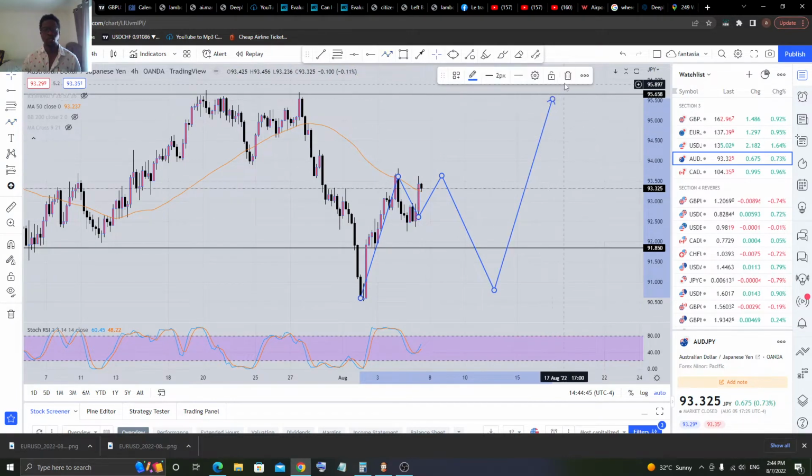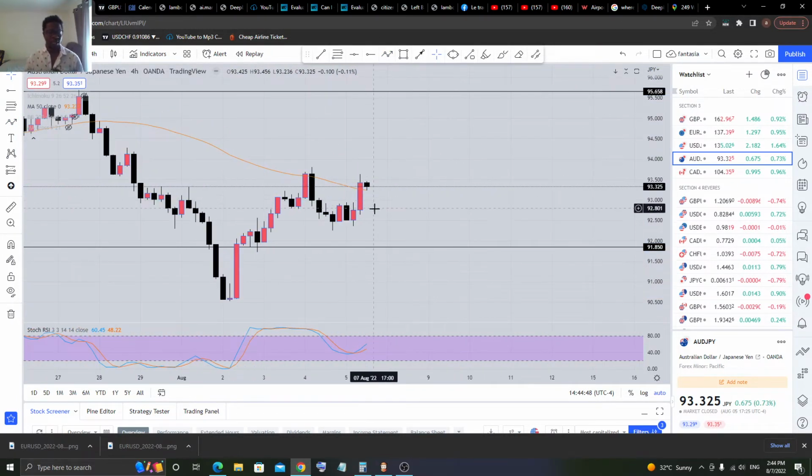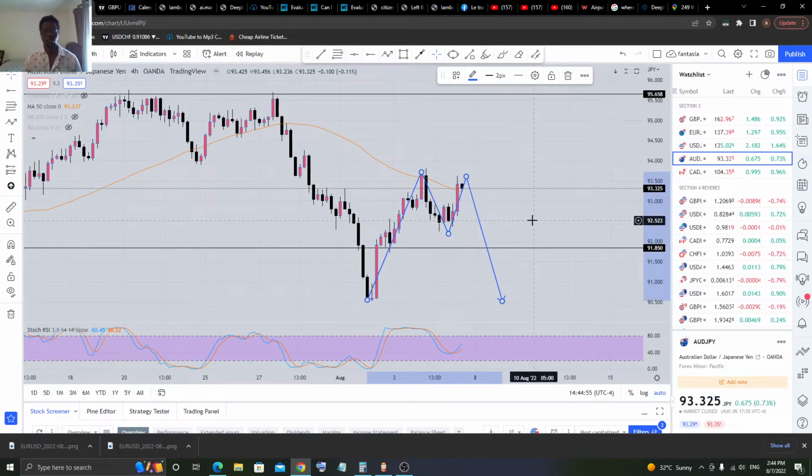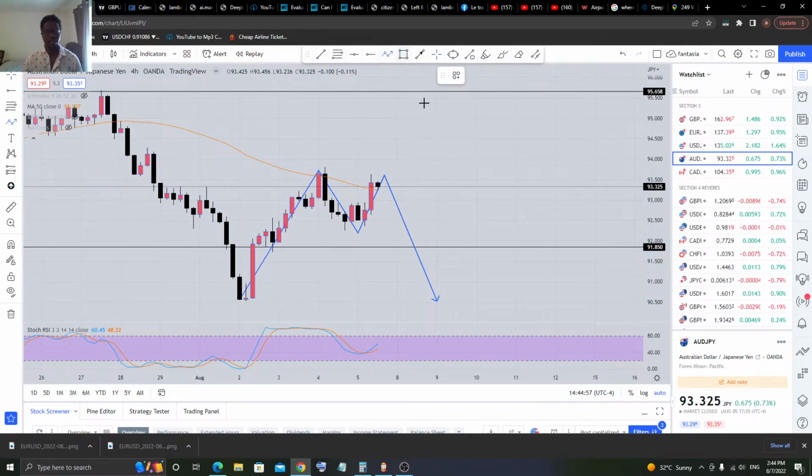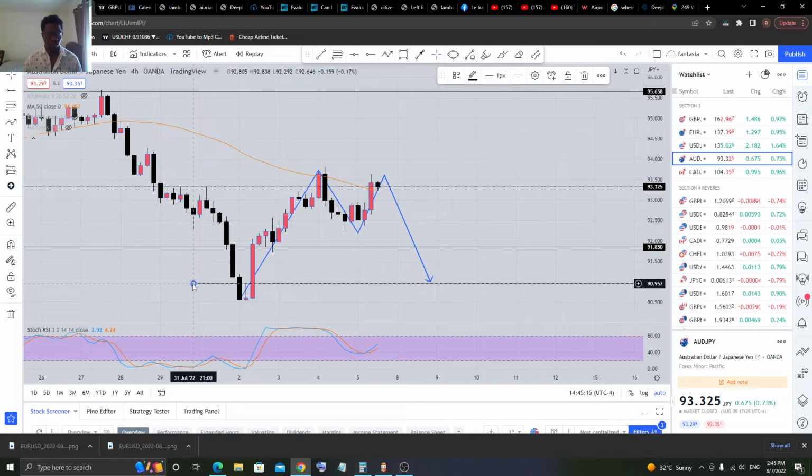Okay, so this is what I'm expecting for next week. I'm expecting price to come like this, make a double top like this, and then boom. And if price reaches here, it's going to go like this after that. But the thing is, price might not reach this level. It might just come right here to test this level, and then go up like this.